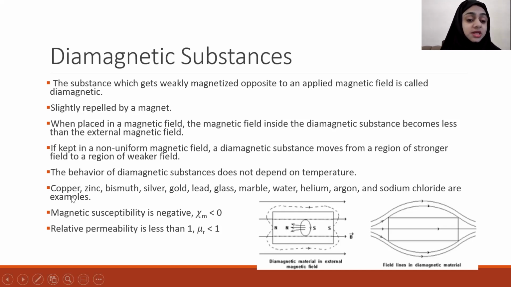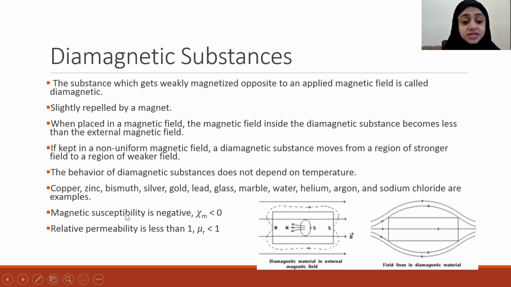Now, these are some examples of diamagnets: copper, zinc, bismuth, silver, gold, lead, glass, marble, water, helium, argon, sodium chloride. Some students have a tendency to believe that most of the metals are magnetic in nature. That's not actually true. See, here you can see silver, gold, lead, they are metals. Still, they are not magnetic in nature. They are diamagnetic, meaning they slightly repel the magnetic field.